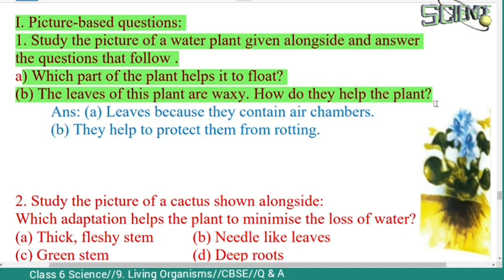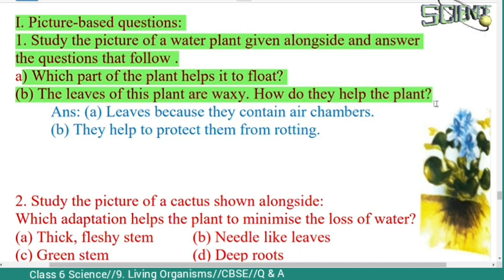Which part of the plant helps it to float? Answer, leaves, because they contain air chambers. Here, leaves contain air chambers, that's why leaves help them to float.